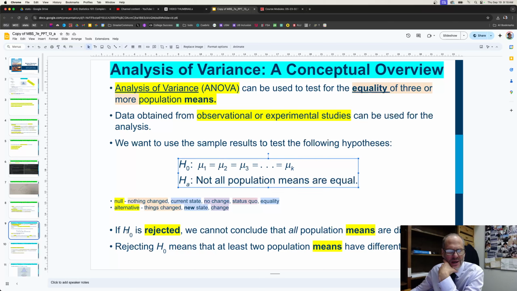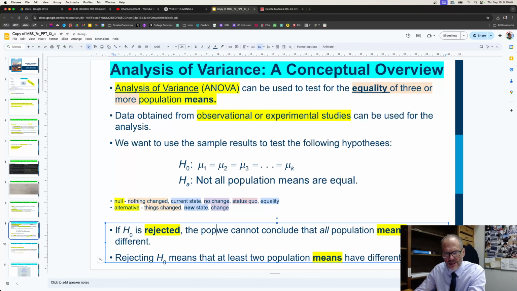If H0, the null hypothesis, is rejected, we cannot conclude that all population means are different. This is another example of how statisticians struggle with English. I think it'd be better to just say, if we reject H0, the population means are not equal. That's the self-evident way to say it.